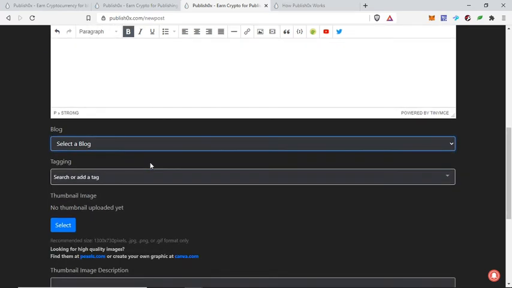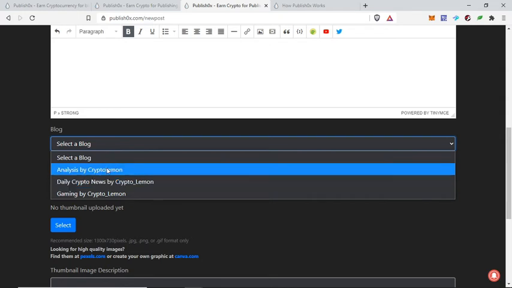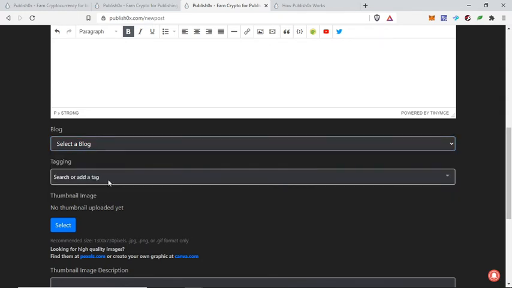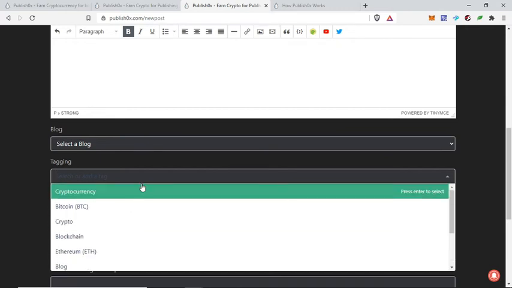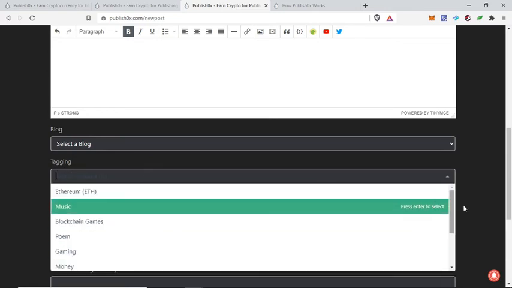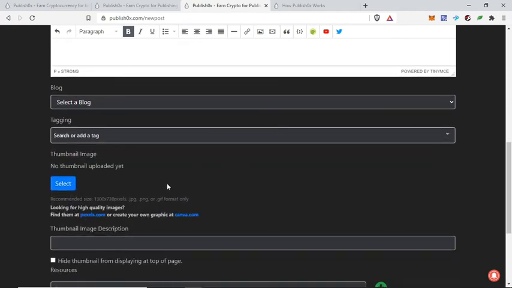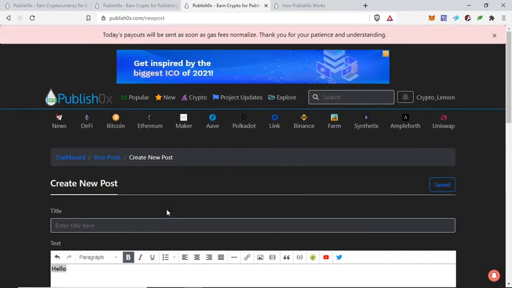You have different blogs. You can have up to 3 blogs. For example, me, I have my daily crypto news, I have analysis, and I have gaming. And you have the tagging. These are the most common tags, but you can really go into smaller tags. Like if I wanted to go on Microsoft, because I'm talking about Microsoft, I could use the Microsoft tag or any other tags. And finally, you can add a picture and the URLs that you used to write your articles. So this is quite straightforward.